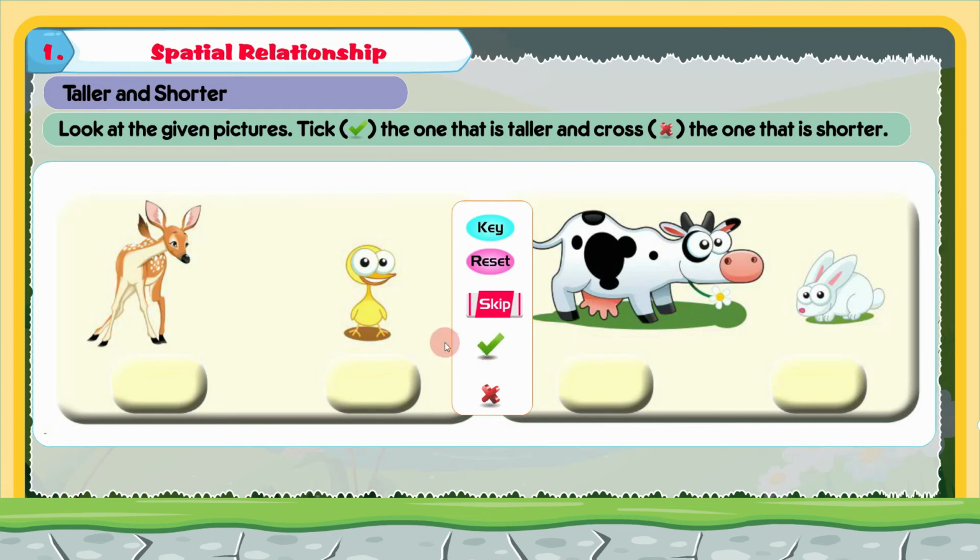Among these, the deer is the taller one, so we will put a tick mark here, and this is the shorter one. We will put a cross mark for the duck here. Cross mark for the shorter one and the tick mark for the taller one. And the next here, this is a cow and this is a rabbit. So this is tall, this is short. So we will put a tick mark for the taller one and a cross mark for the shorter one.